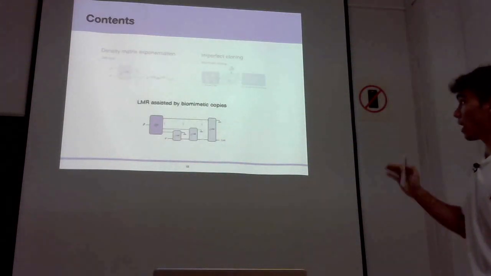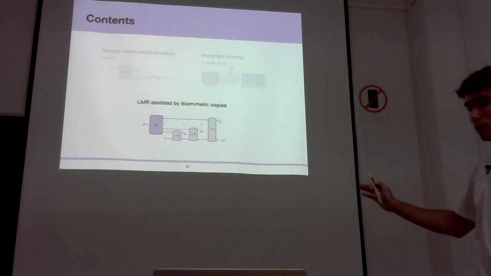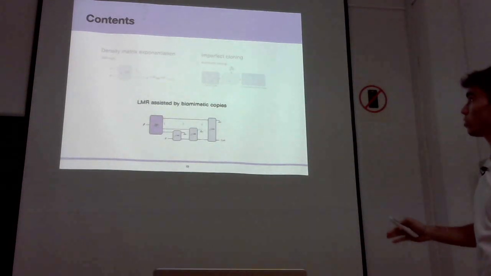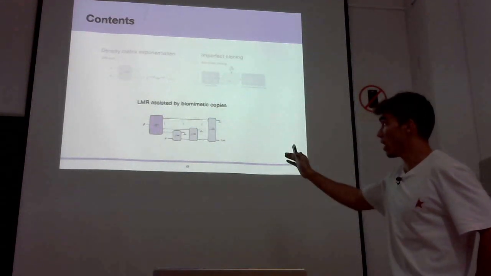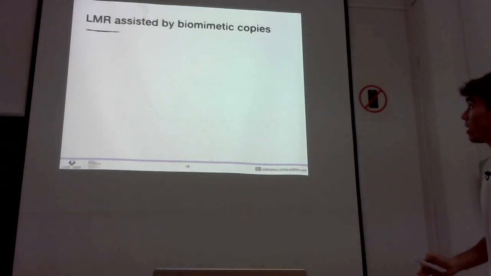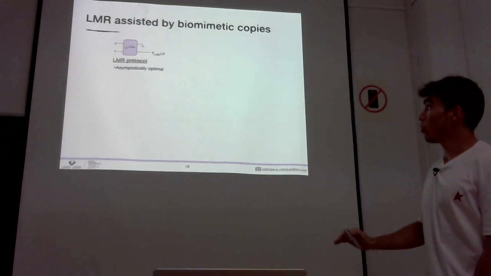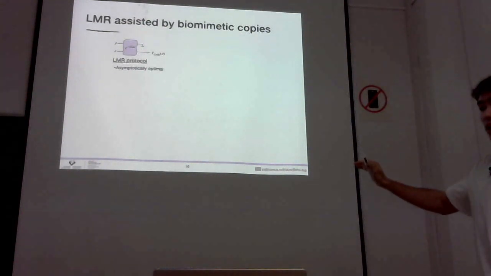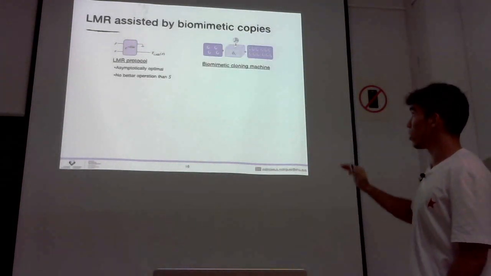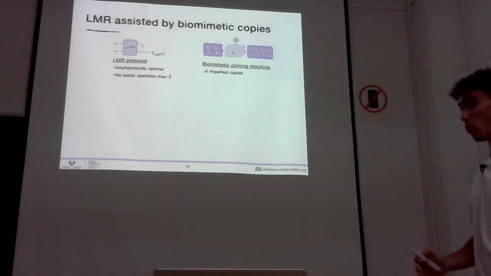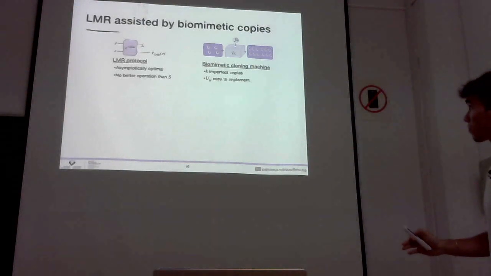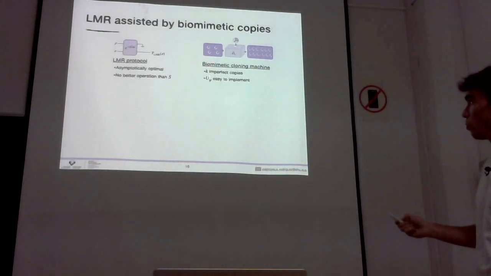So, okay, now we have seen the density matrix exponentiation, why this is important, the LMR trick. We have seen what is the imperfect cloning that we are using, the biomimetic cloning, and now we are going to join both of them to try to find a combined protocol. So we have the LMR protocol. We know that this is asymptotically optimal. We know that we cannot find a better operation than this S. We also have this biomimetic cloning machine. So from one rho, we can create chi imperfect copies, but we need this change of basis to be easy to implement.